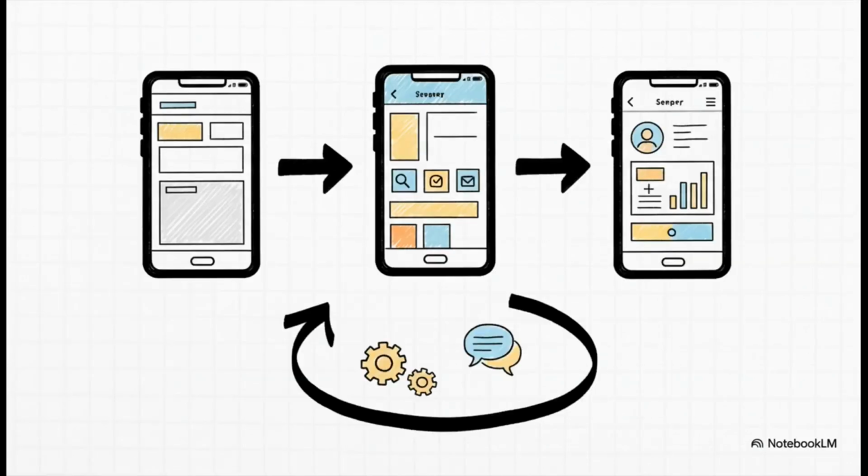Now, on the complete opposite end of the spectrum, you have the evolutionary prototype. With this one, you build the initial version on a really solid foundation because you know it's eventually going to become the final product.